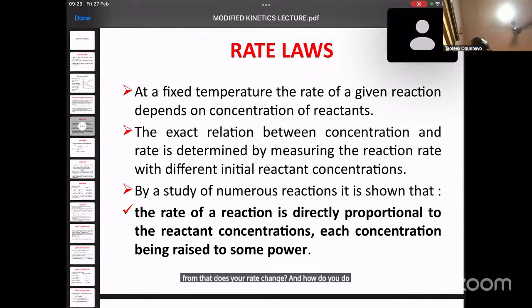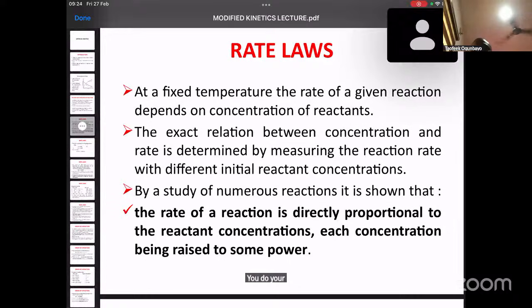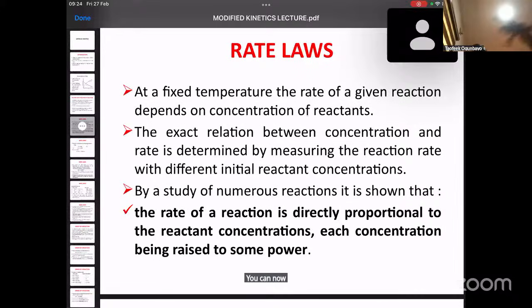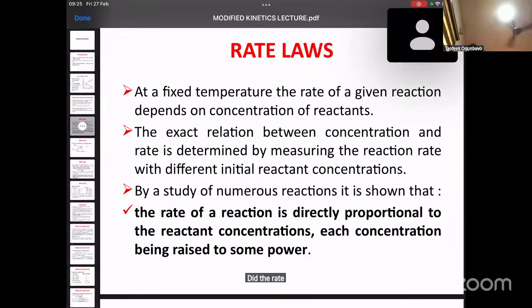And how do you do that? You have your concentration, say you have concentration 1 mole per dm cube. You look at the rate. You do your concentration 2 mole per dm cube. You look at the rate. 4 mole per dm cube. You look at the rate. You can now compare: when you double your concentration, did the rate double? Did it quadruple? That is very, very important information.